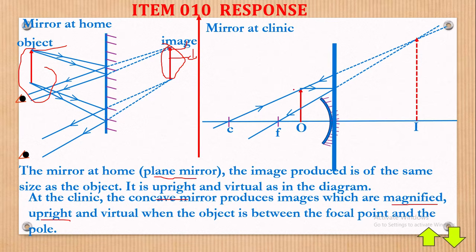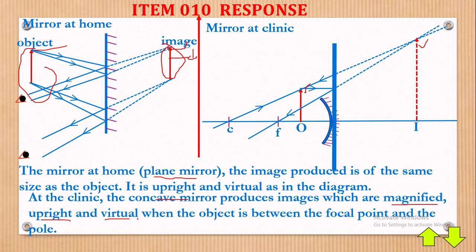Upright means head up, even the image is head up. Magnified means the image is bigger than the object. And virtual images are shown with dotted lines. When the two dotted lines intersect to form an image, that's a virtual image, because virtual images are images formed due to apparent intersection of light rays. Then real images are images formed due to actual intersection of light rays. And please, virtual images are always found behind the mirror in either case.